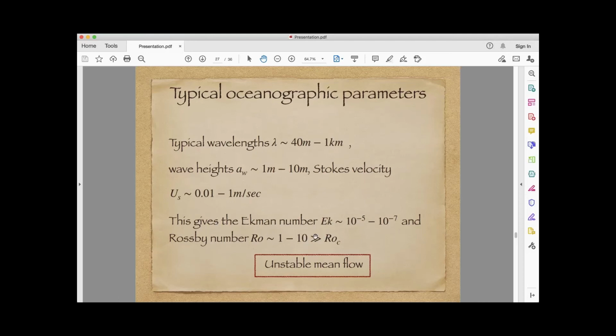Okay, so basically what we find is that this is very much higher than the critical Rossby number, which I remind you is of the order of 0.2. So we do get an unstable mean flow. Going back to the picture presented by Ursell, you have a flow which is driven opposite to the direction of propagation, which we call the anti-Stokes flow. And what we say is that this anti-Stokes flow, even though it's established, actually gets destabilized.